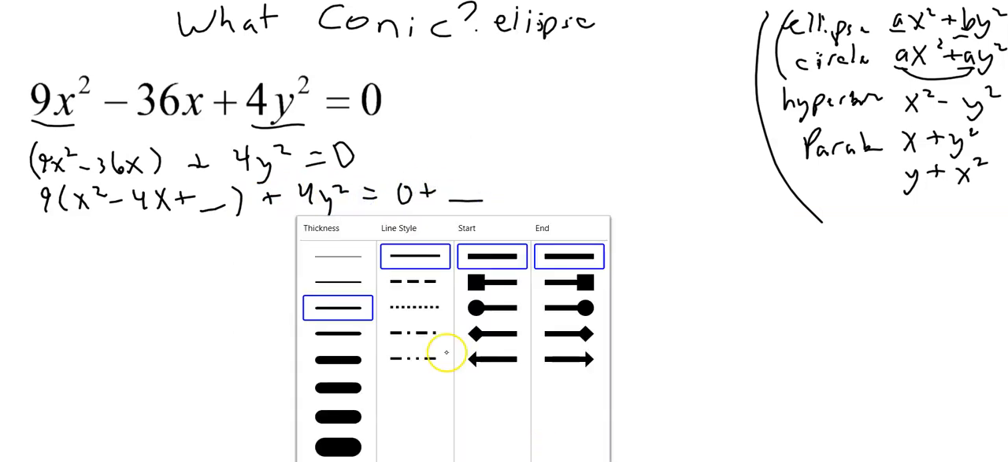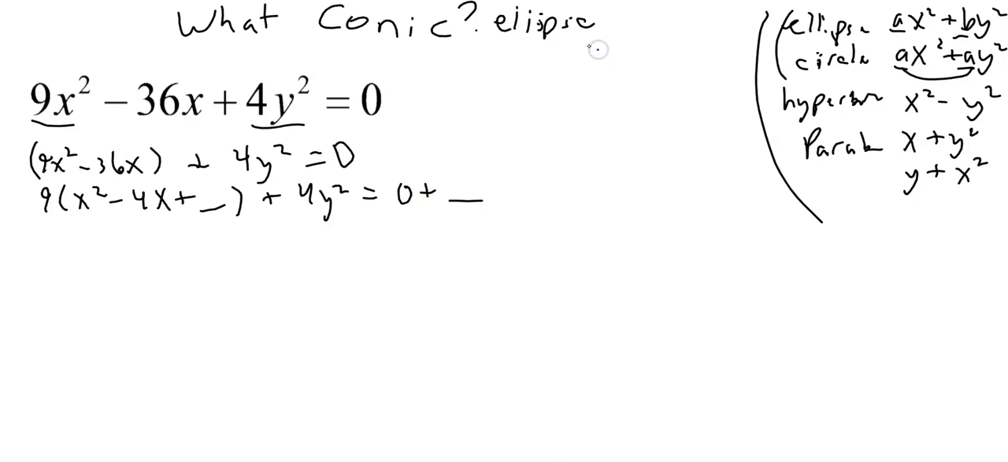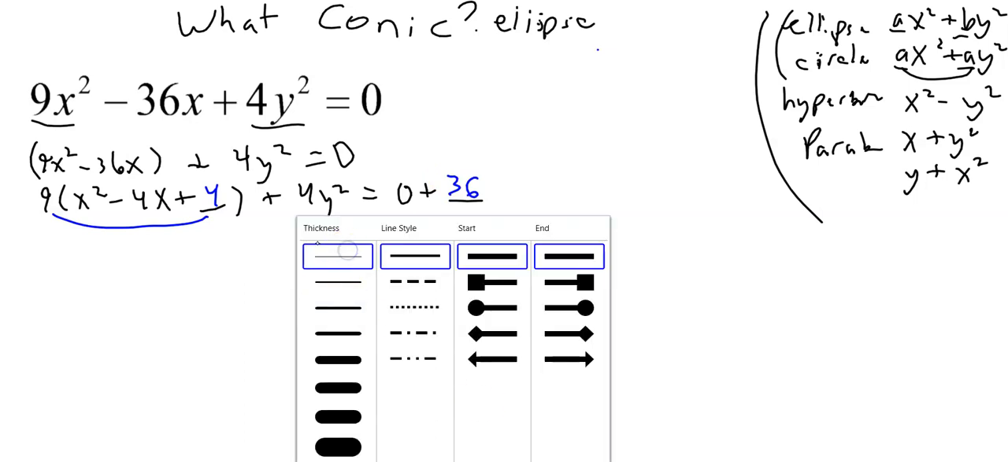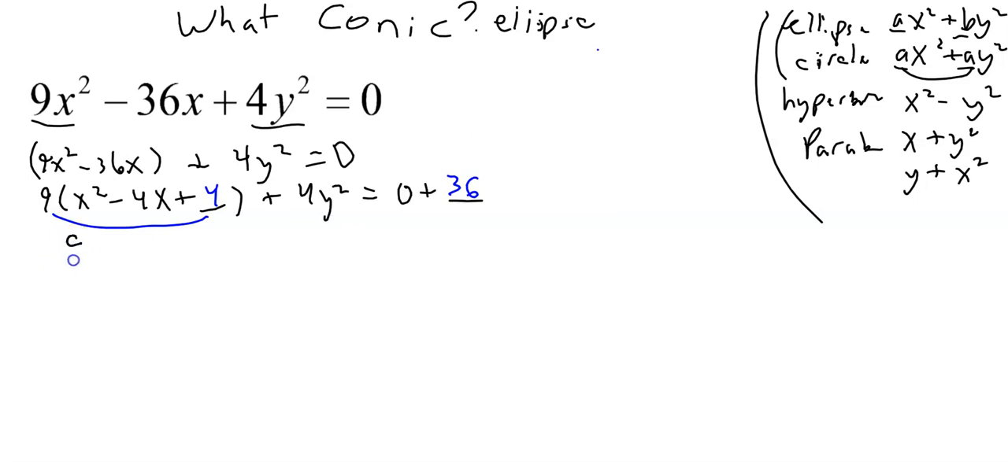So you're going to figure out what that something is. It's called completing the square. So half of 4 is 2, 2 squared is 4. So I'm going to add 4, but I didn't really just add 4 there. I really added 9 times 4, or 36. So I have to add 36 to both sides. This should now nicely simplify.